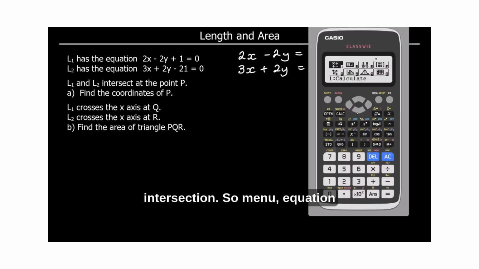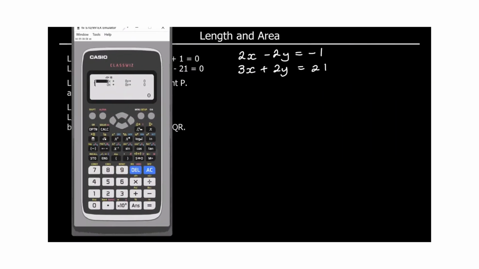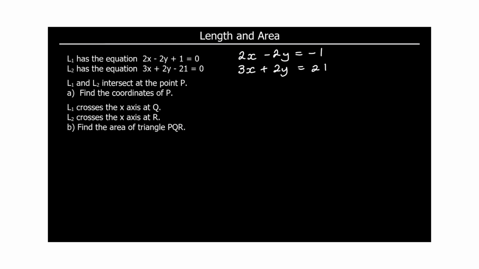So menu, equation or function, simultaneous equation with two unknowns. So we've got 2x minus 2y equals negative 1. And we have 3x plus 2y equals 21. So we've got x is 4, y is 9 over 2.